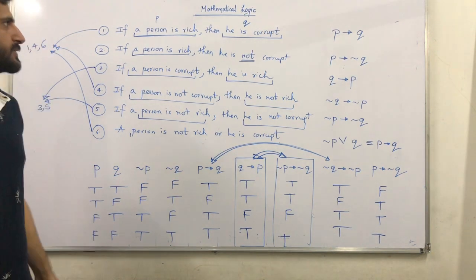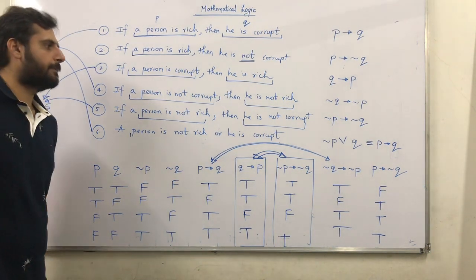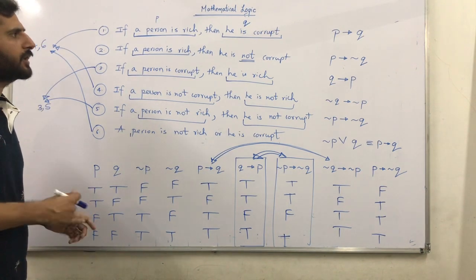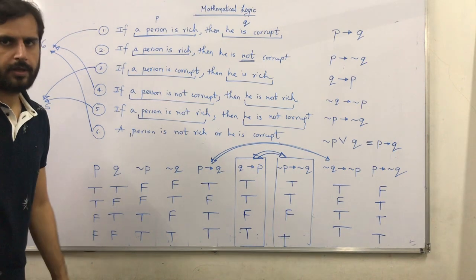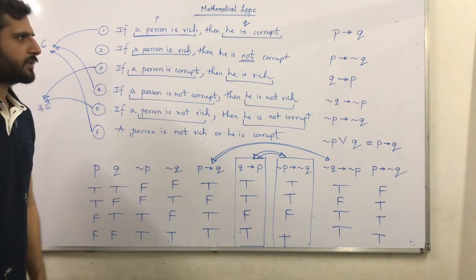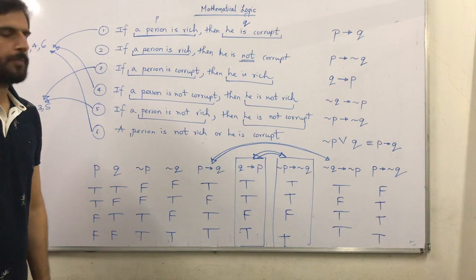So this is an example of the theory of inverse, converse and contrapositive. The definitions are to be remembered, and this will be the type of sums.